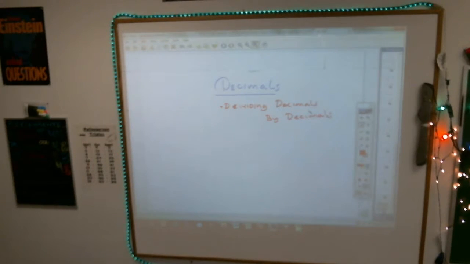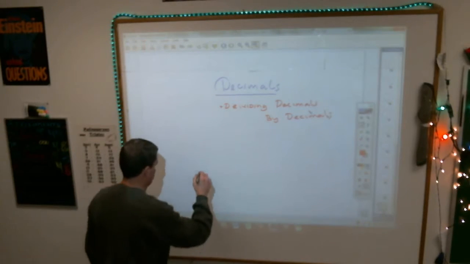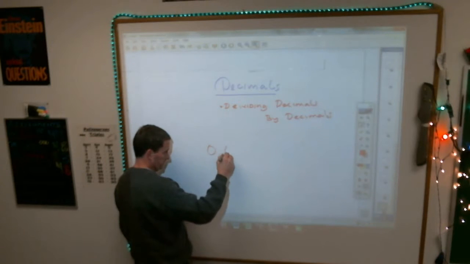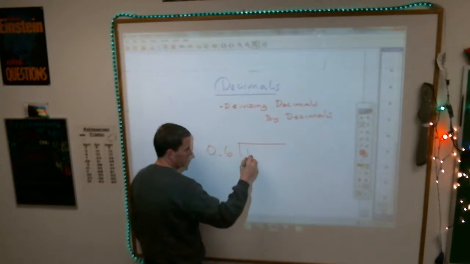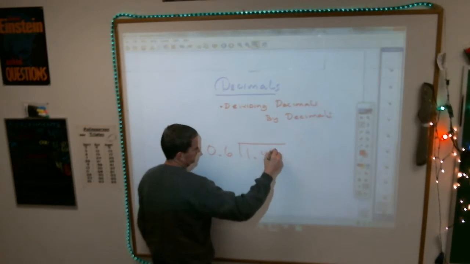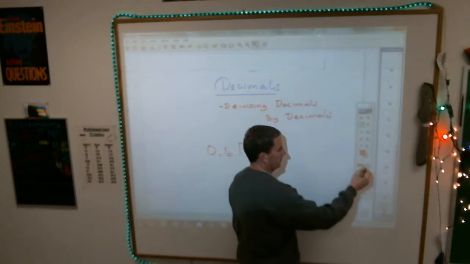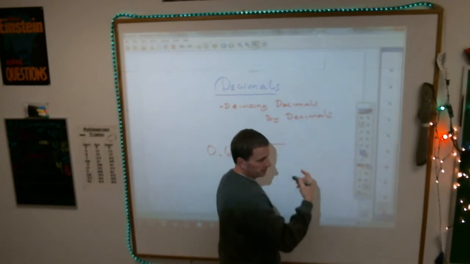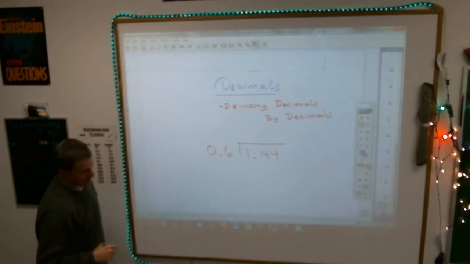For example, if your problem is this, 0.6 getting divided into 1.44. When it was by a whole number, it was pretty simple, and that was just move up the decimal.